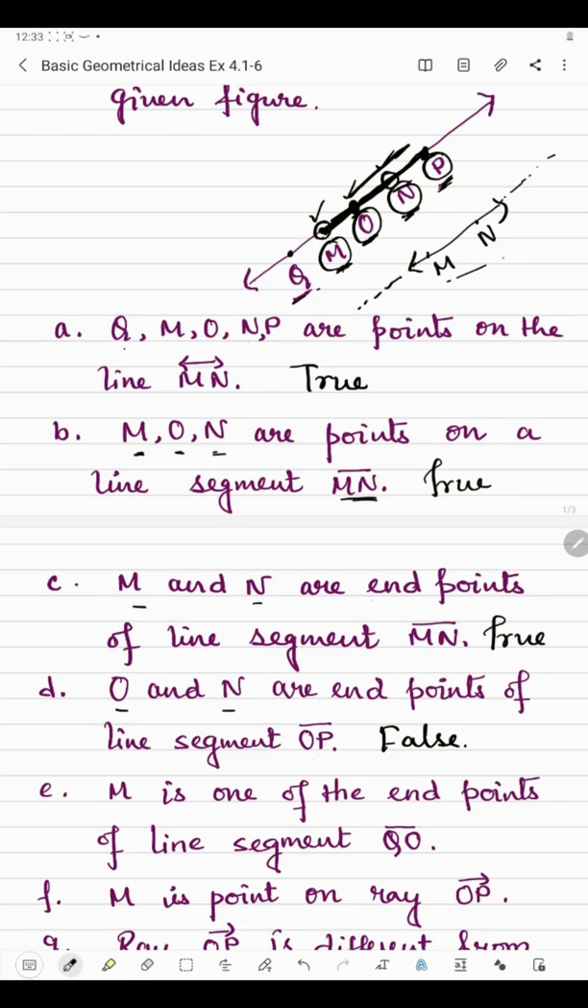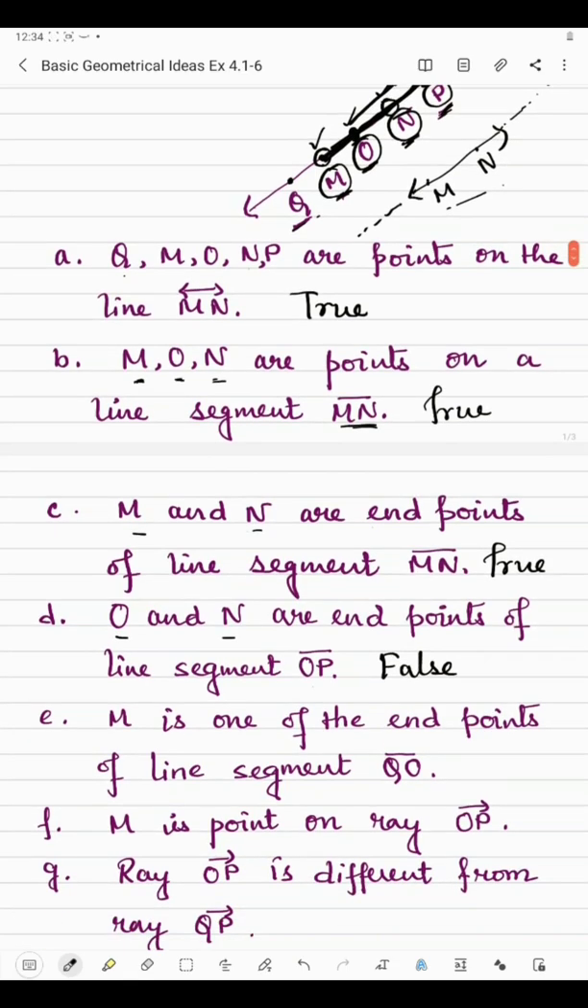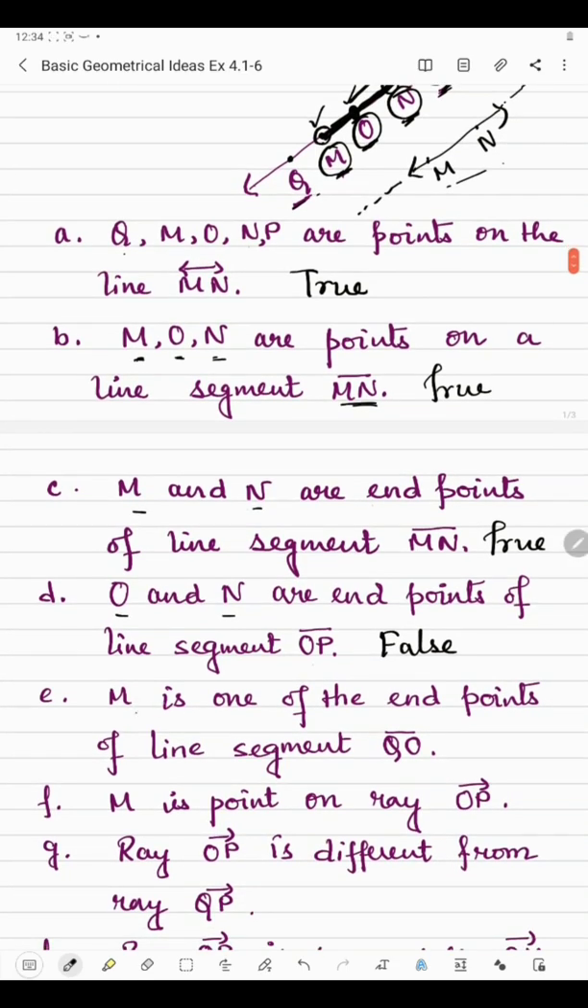Now coming to E part. Now in the next part we have M is one of the endpoints of line segment QO. Now if you see this line segment QO, without seeing the figure, we can say that Q and O, these two are the endpoints. So that means M cannot be the endpoint of this line segment. So that means this statement is false, right? Now coming to next part.